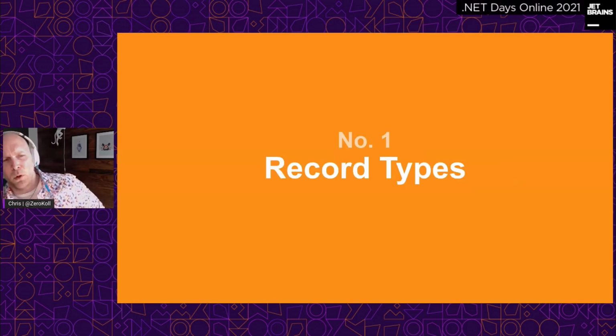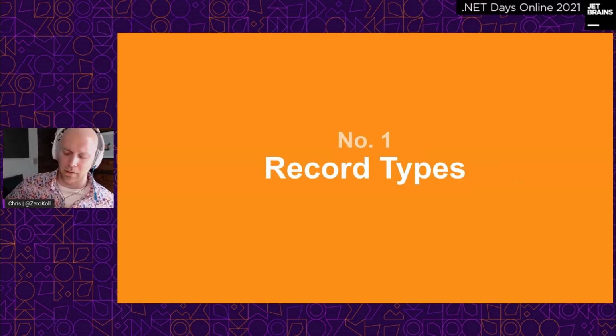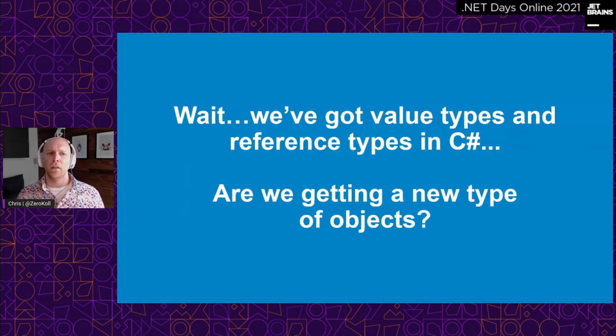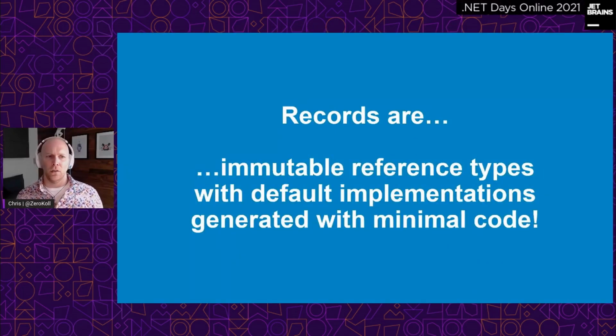And the final thing, number one with a bullet, the biggest change in C# in the last few years is record types. And when I mention record types, some developers go, wait, we've got value types and reference types. Are we getting a new type of objects now? And no, we're not. It's not a new type of object at all. Records are actually immutable reference types with default implementations without you having to do a bunch of things.